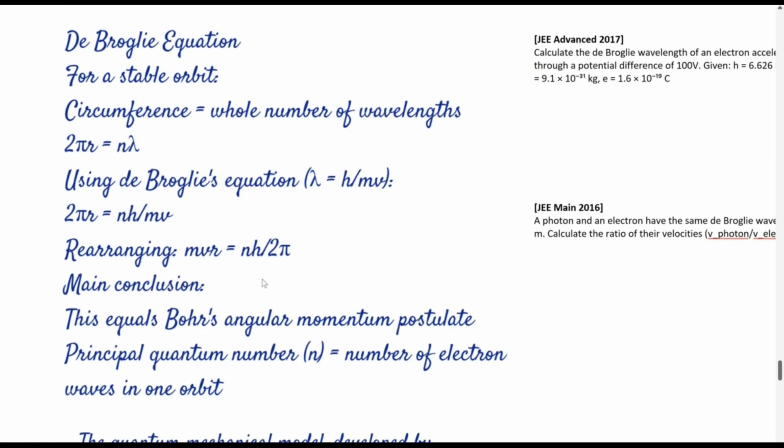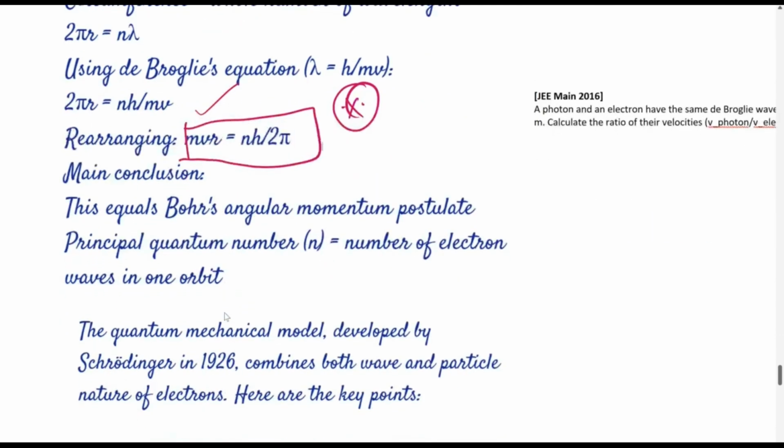Then we are going to talk about the de Broglie equation, which talks about a stable orbit. I told you electrons are moving in a circular orbit, right? So the circumference will be a whole number of the wavelength. So 2 pi r is equal to n lambda, an integral multiple of the wavelength. Using the de Broglie equation, you found this formula. This is more important: mvr is equal to nh by 2 pi. We already saw how we can derive that. Okay.